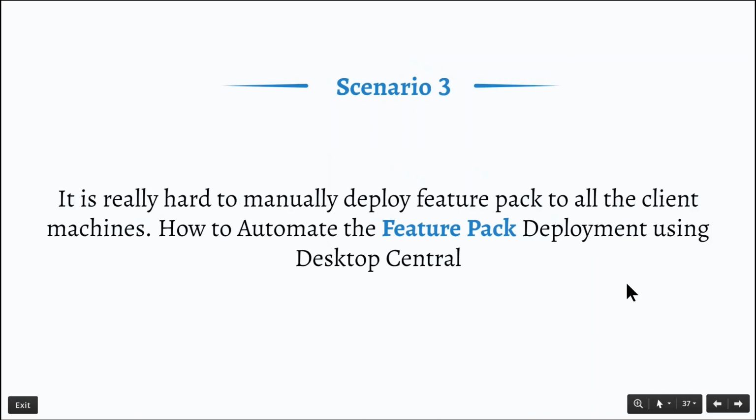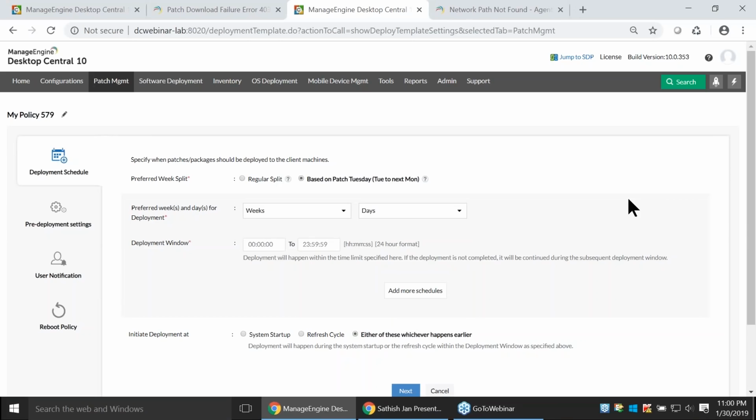It is really hard to manually deploy feature packs to all the client machines. How can we automate the feature pack deployment using Desktop Central? Previously, customers had to download the ISO file, rename it, and drop it in the store. Sometimes a customer might be managing multiple languages on a specific operating system. When you choose only English, the download won't happen, and again we need a query to identify what languages are being used. It's a very long process.